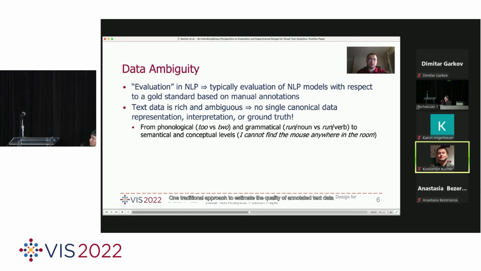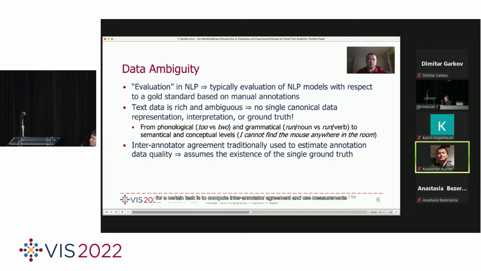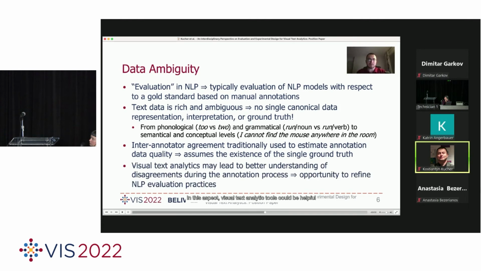One traditional approach to estimate the quality of annotated text data for a certain task is to compute inter-annotator agreements and use measurements such as Cohen's kappa, for instance. The higher levels of such agreement values are expected to indicate higher quality of data. However, this is also an oversimplification, and in-depth analysis of the respective disagreement issues could actually be valuable and could lead to further insights about the underlying phenomena in the data. In this aspect, visual text analytic tools could be helpful for NLP researchers and practitioners.